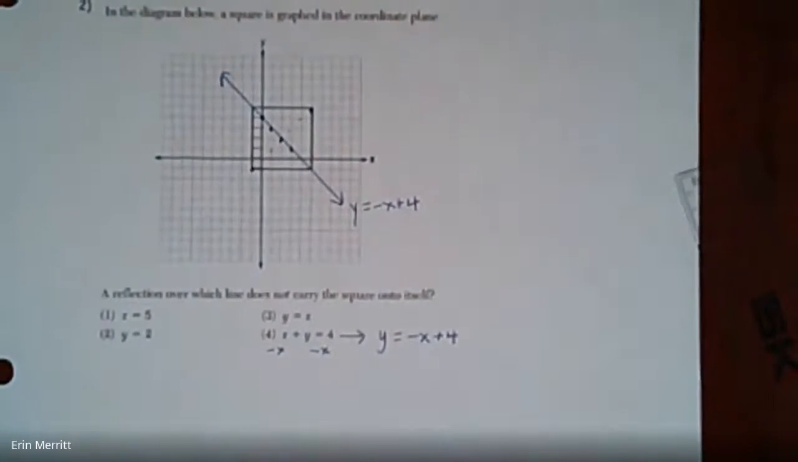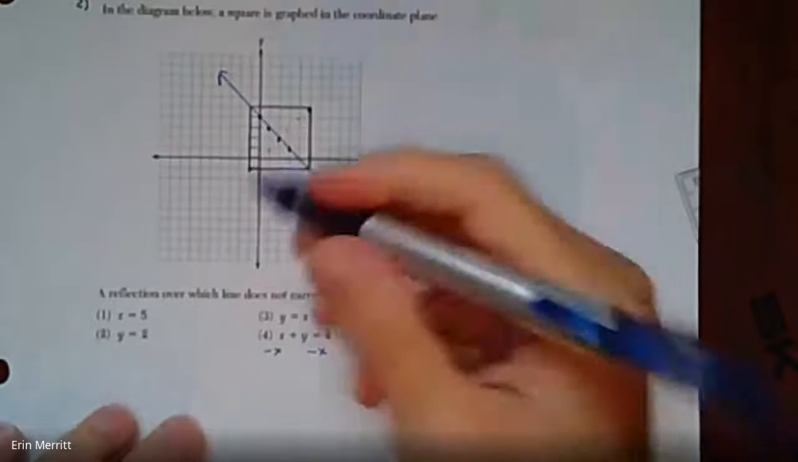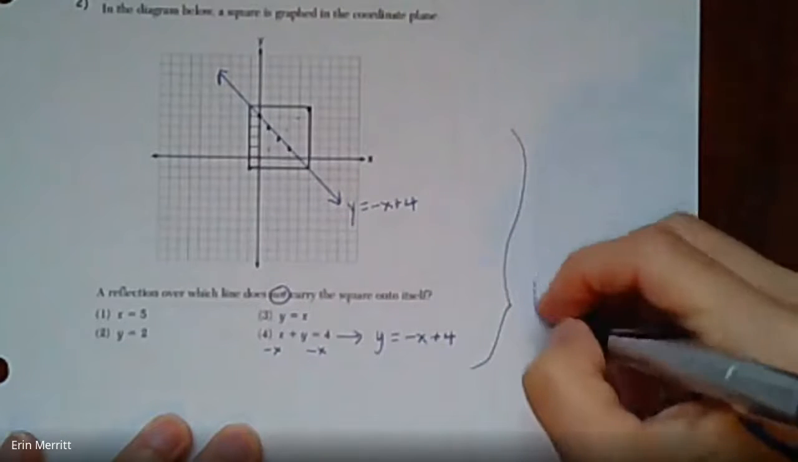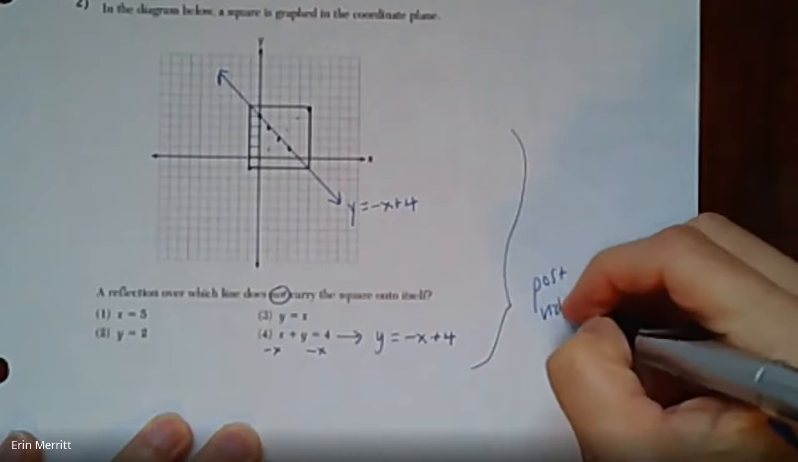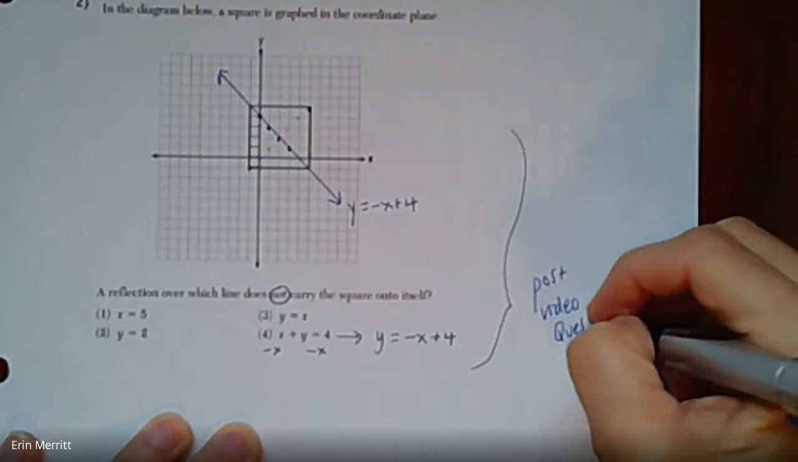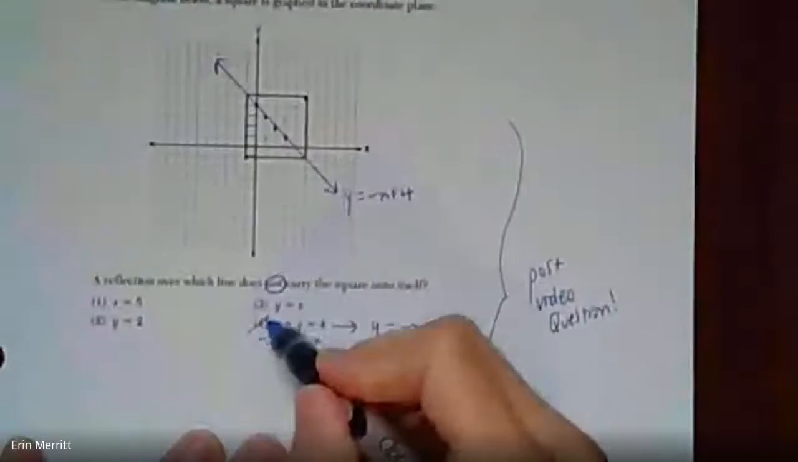So when it says the reflection over which line does not carry the square onto itself, you have to figure out which one, if you were to fold it or flip it over that line, however you want to think about it, would not land already on itself. I want you guys to try this one, and that's going to be part of your post video question. So I've already determined the answer can't be 4.